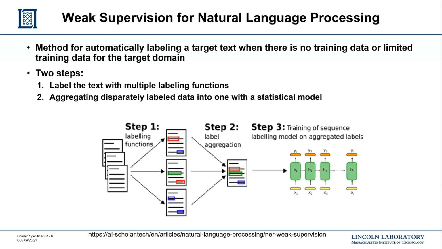The weak supervision approach basically has two steps. You use these so-called labeling functions to label your text. Labeling functions, also referred to as weak learners a lot of times, can be rule-based, or they can be other algorithms trained on different data. They can very much vary in quality and accuracy. So you collect a bunch of these labeling functions, and then you aggregate these functions to obtain your labeled set, and you do that with some statistical model.